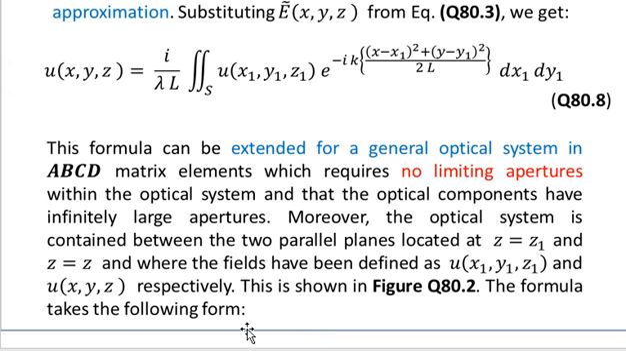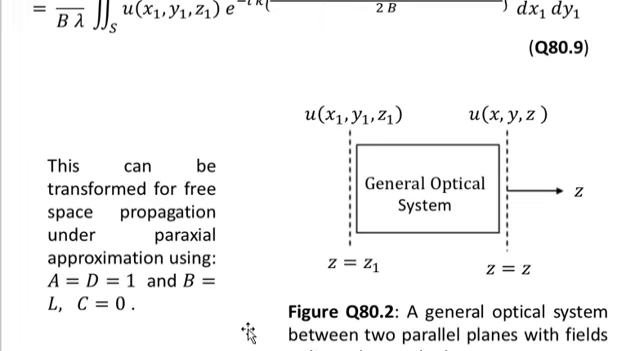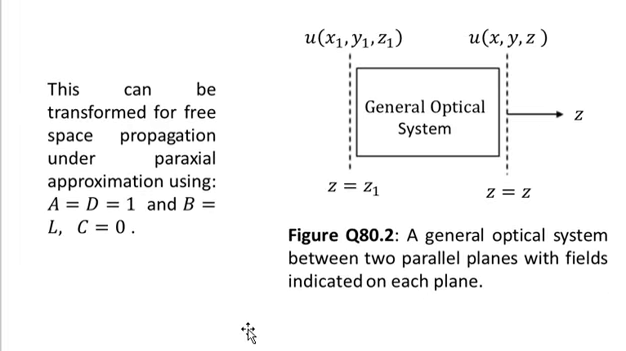The formula takes the following form. So you see that this is the description that we have shown in order to calculate the ABCD matrix form of this formula. You can see that we have the input field at the z equal to z1 plane represented by u of x1, y1, z1, and at the output plane at a distance z equal to z, we have the field there as u of x, y, z.